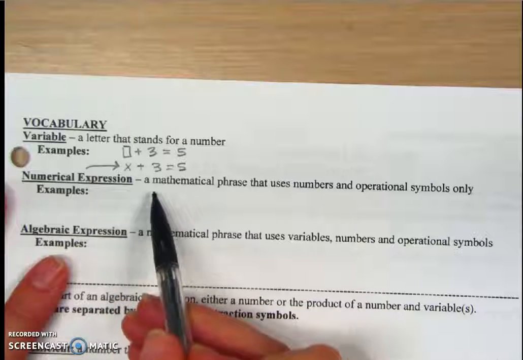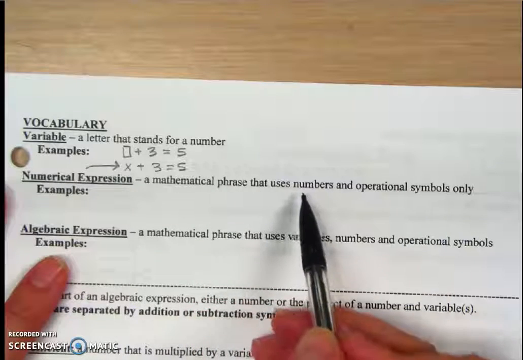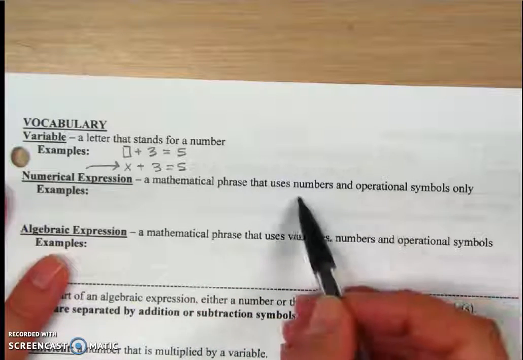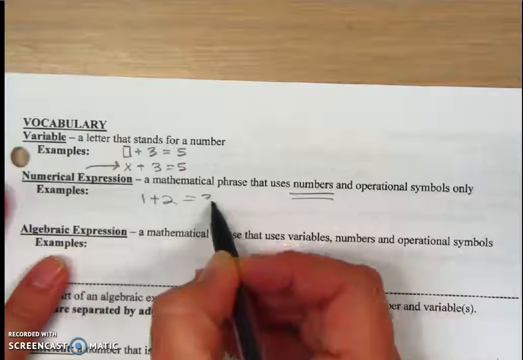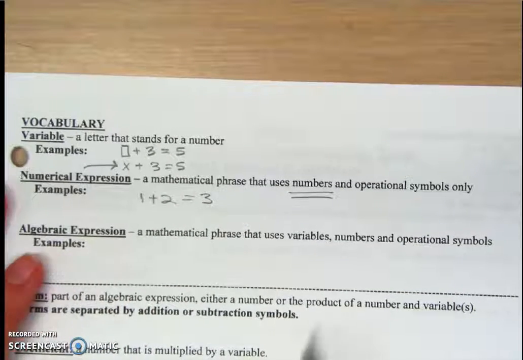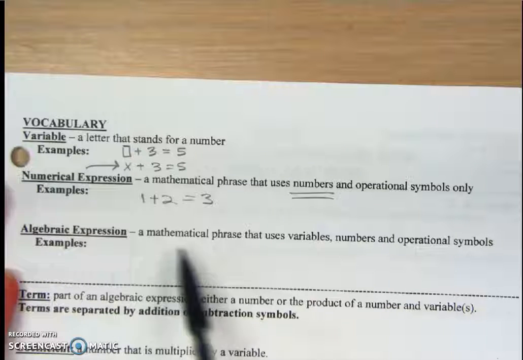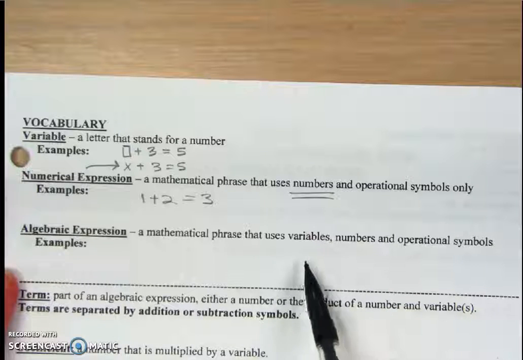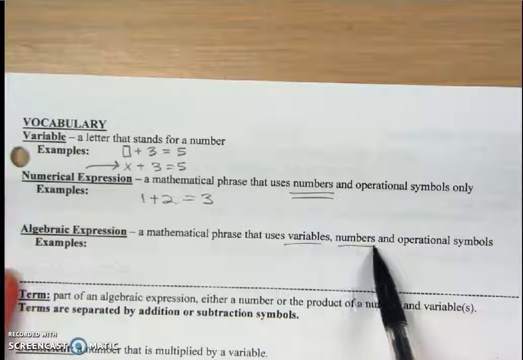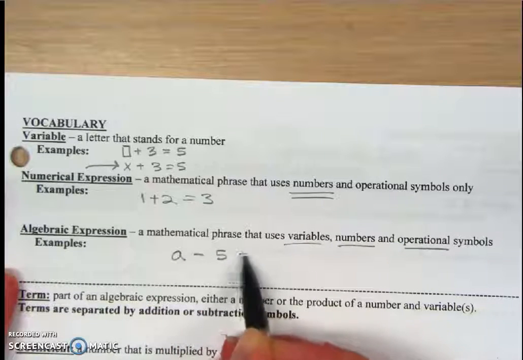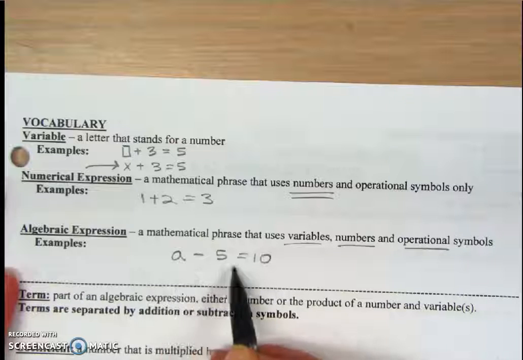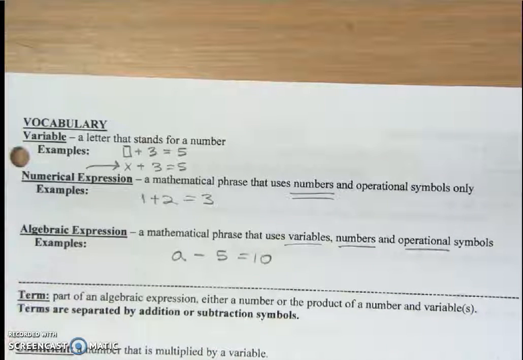A numerical expression is a mathematical phrase that uses numbers and operations. So this is just numbers. So for example, 1 plus 2 equals 3. That would be a numerical expression. Algebraic expression uses variables, numbers, and symbols. Variables, numbers, and symbols, so that would be something like a minus 5 equals 10. Because there's a letter, a number, and some operations and stuff, that's an algebraic expression.